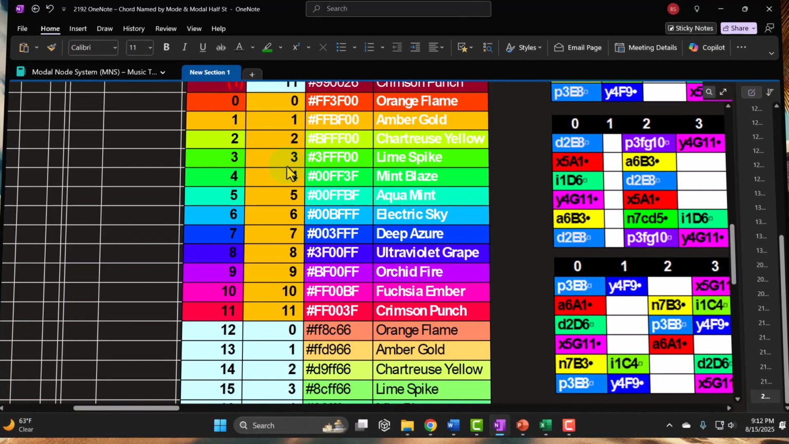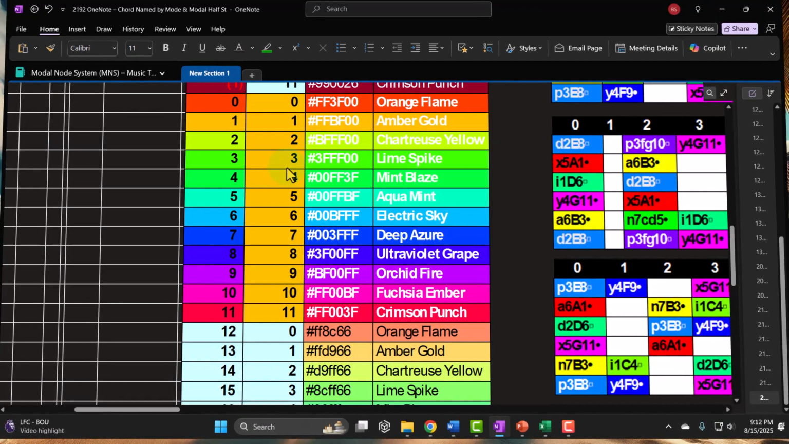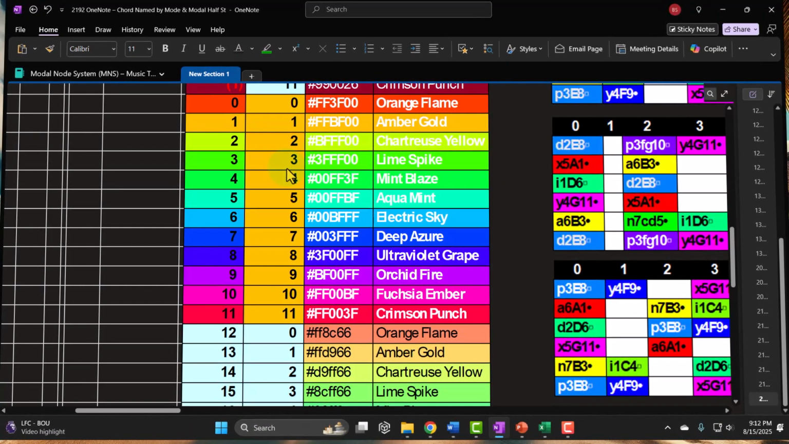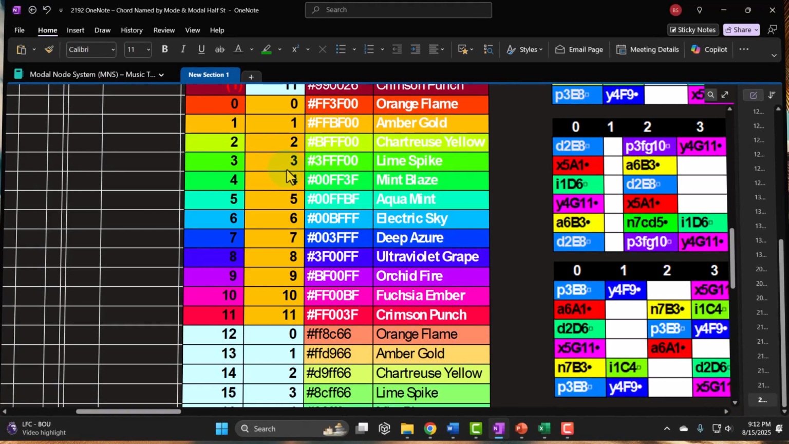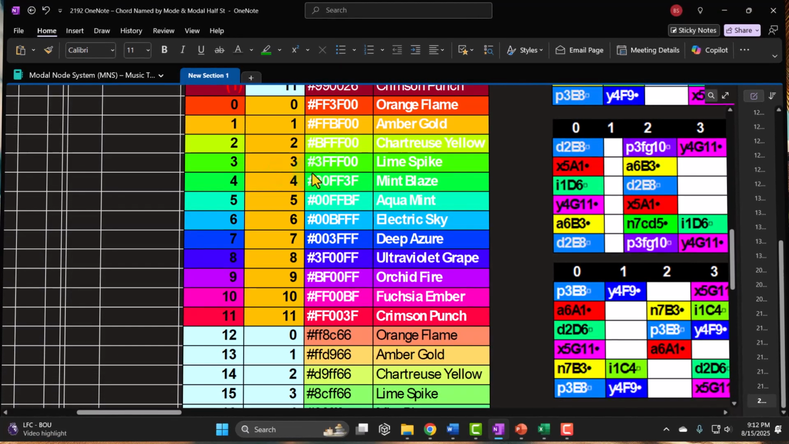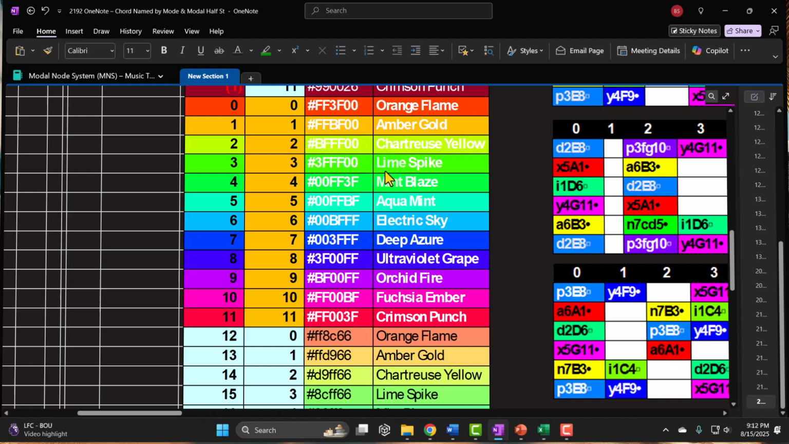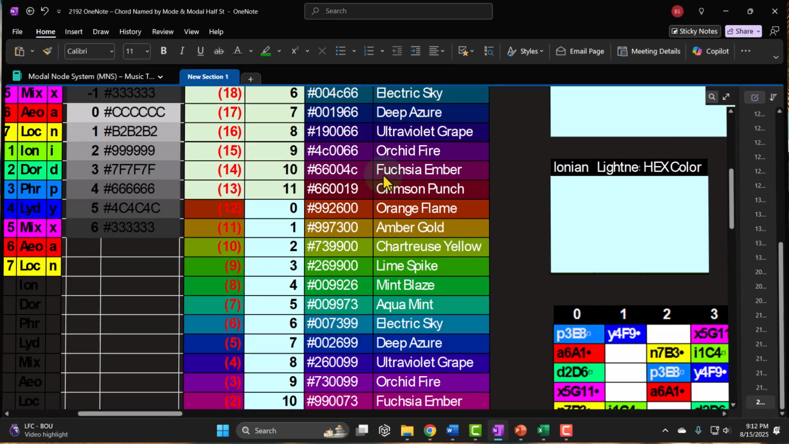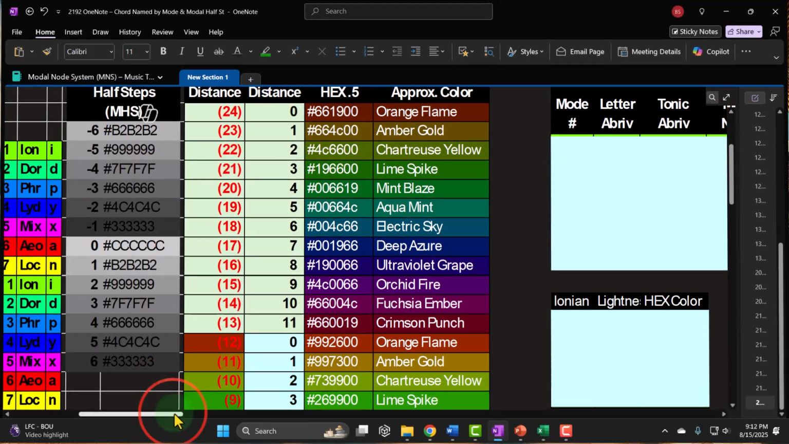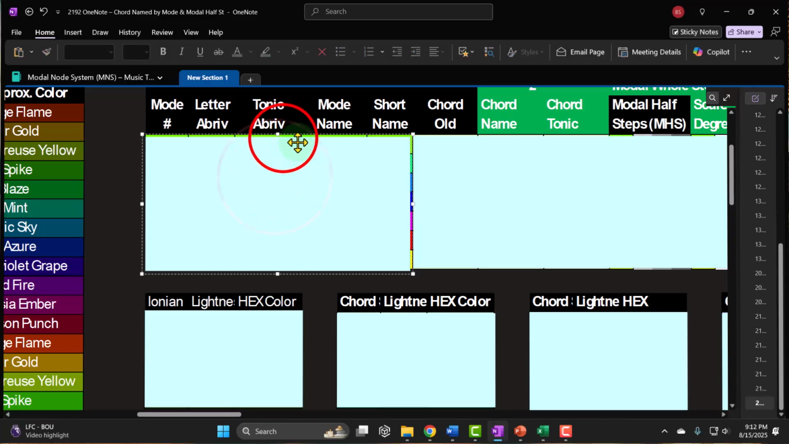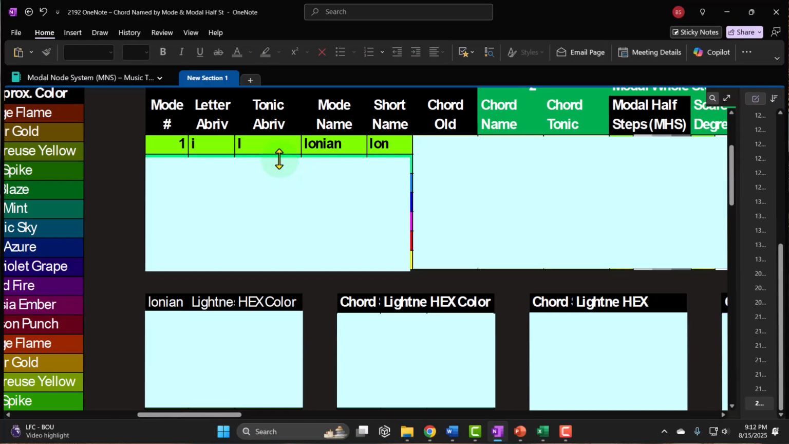I don't care if you call this one a minor third, or if you call it 3 half steps, or if you call it a whole step and a half step. They're all the same distance, and they're all going to be the same lime color. All right. So then given that, we can go on over to our chord construction.